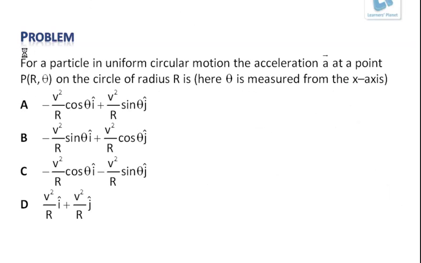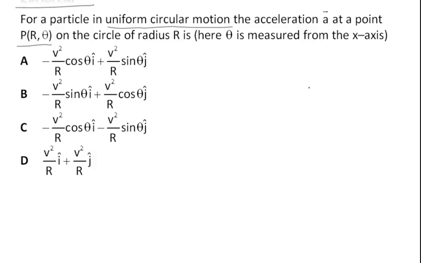Now let us look at the next problem. For a particle in uniform circular motion, the acceleration A at a point P given by r and theta, where r is the radius and theta is measured from the x-axis, will be given by.